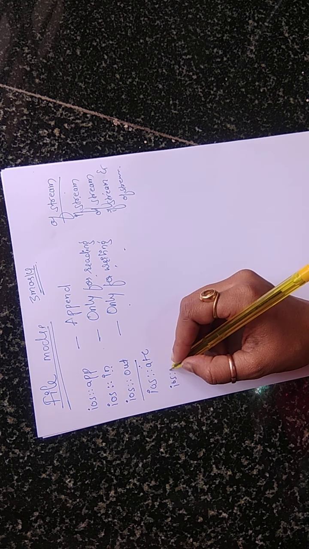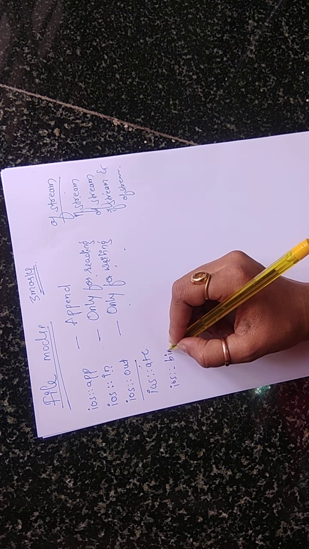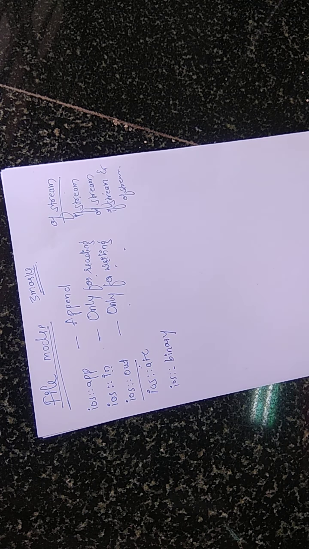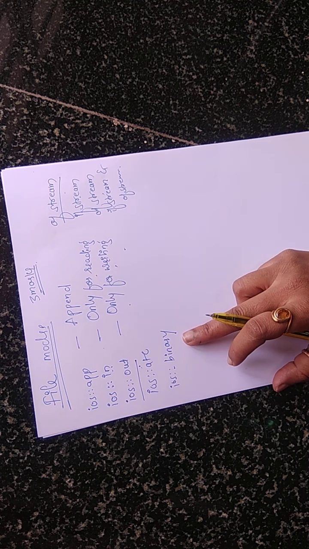Then the next one we have is ios binary. When you want to open your binary file, these in, out, ate, app, these all help you to work with your text files. When you want to open your text file, that time we use all these modes or methods of file opening. But particularly when you want to open your binary file, that time we use this mode or the method, that is ios binary.